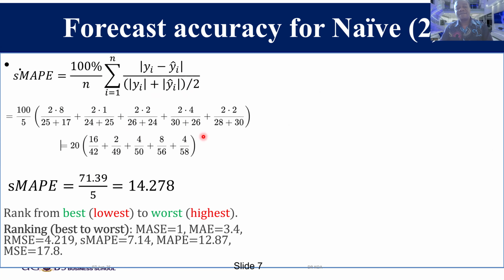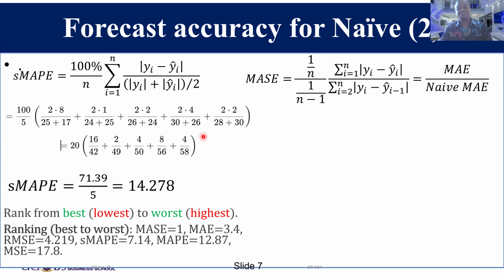Then you have the last one, which is known as MASE. MASE is a little bit tricky. MASE is actually the MAE divided by the naive MAE. The naive MAE is used as the benchmark for calculating the MASE. Okay. Who can tell me the full name of the MASE?